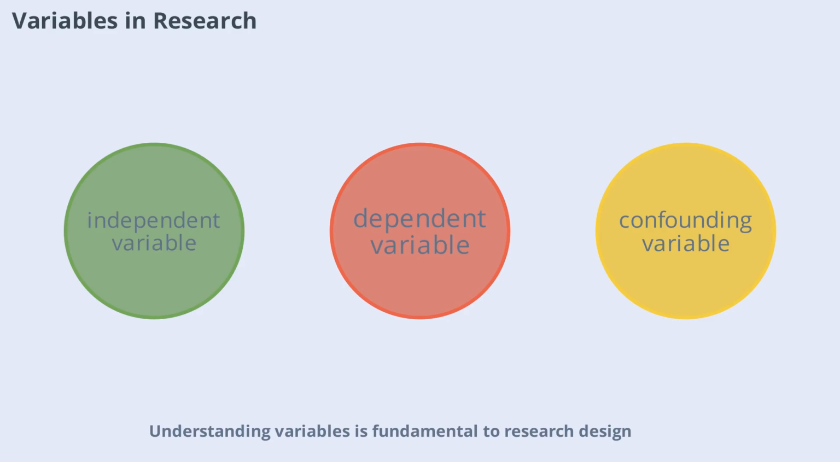Understanding variables is fundamental to research design. Variables are characteristics or factors that can change or be manipulated in a study. In biomedical research, we often distinguish between independent variables, what you change, dependent variables, what you measure, and confounding variables, other factors that might influence results. Clearly defining and controlling variables helps ensure that your study accurately tests the hypothesis and produces valid, interpretable results.